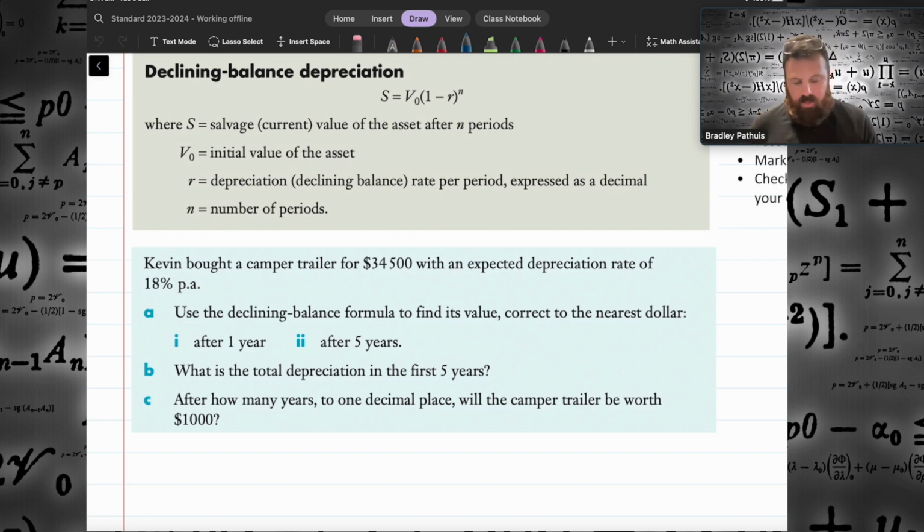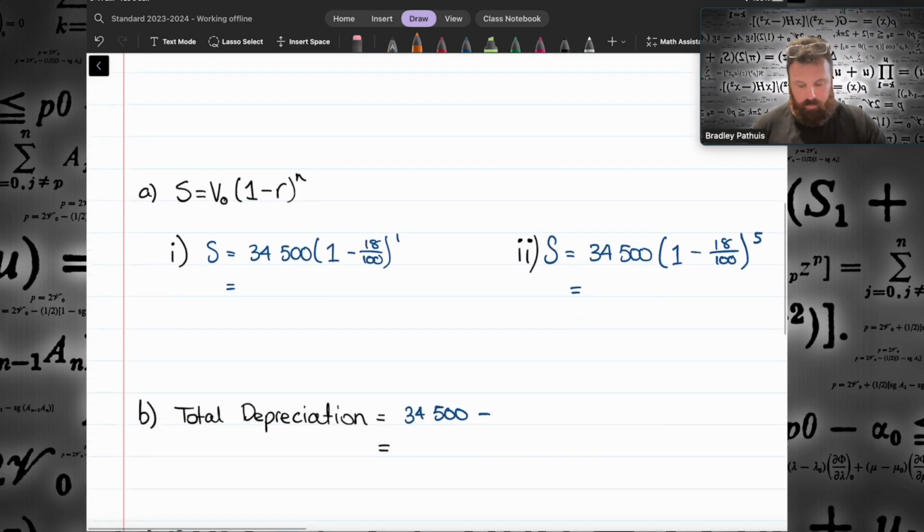If I'm sitting in the HSC and this was the question that's popped up here, apart from the fact it says use the declining balance formula, this idea that it's given me 18% per annum and doesn't say anything else, that would be the clue that I'm using my declining balance method. So it says use the declining balance method to find the value after 1 year and after 5 years. So all we're going to do is plug it straight into our formula.